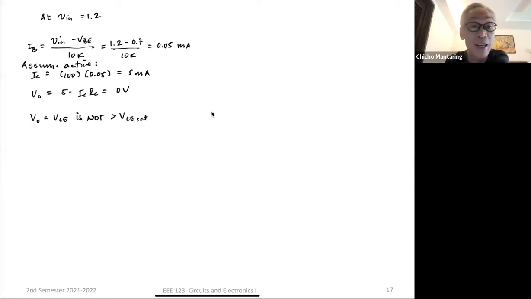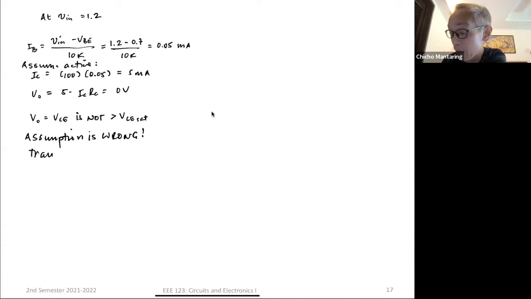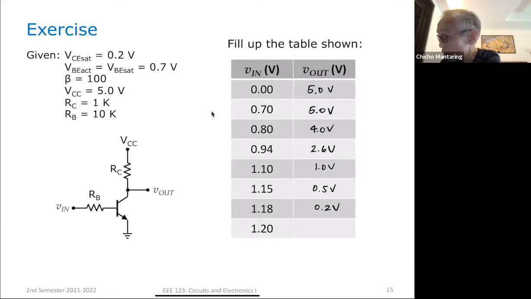So what does that mean? Because my VCE SAT is 0.2, so VCE is not greater than VCE SAT. What does that mean? It means the assumption is wrong. The assumption is wrong. It means we are already saturated. The transistor is saturated and VCE, which is equal to VO, is VCE sat, which is equal to 0.2 volts. So actually, this is 0.2 volts.